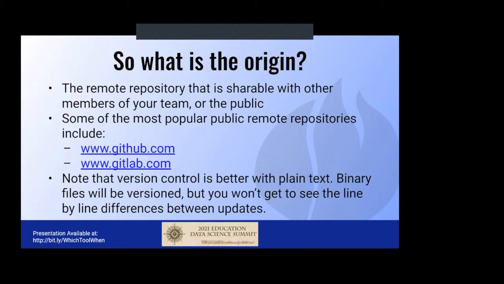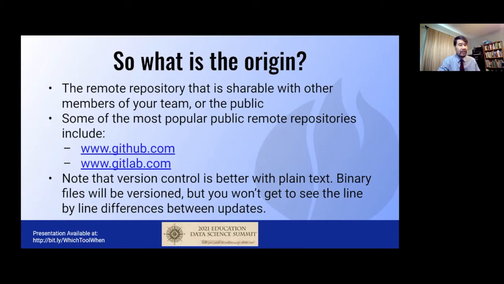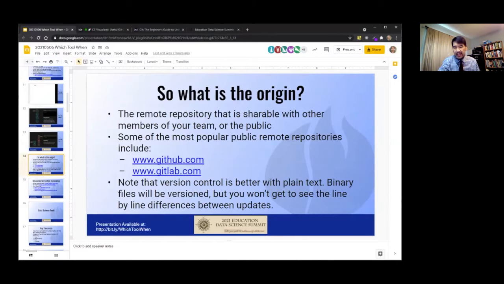Some of the most popular public repositories are GitHub and GitLab. Now one caveat about this is you can version control anything. You can version control a massive zip file, though GitHub will get mad at you if it's over a certain size. But version control really excels with plain text. If you're working with an Excel file, what you'll get is just the newest version of the Excel file. But let's say you're writing a script in R or Python, you'll be able to actually, in the interface, see the comparison of what changed, what lines of code were deleted, what were added, and what those changes might have looked like. So that's Git.